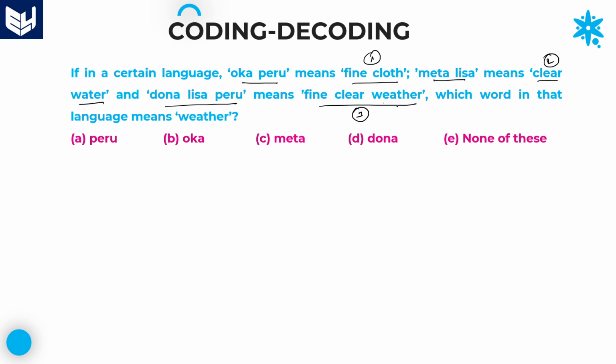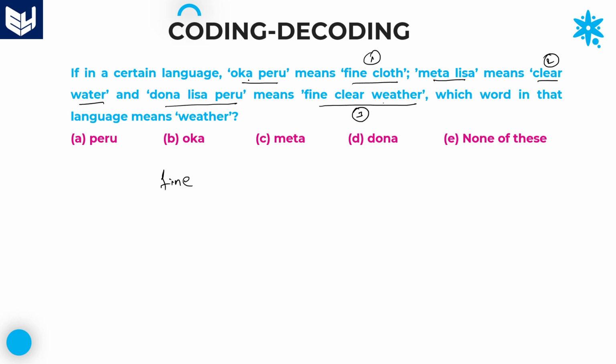In the first statement, weather is not there. In the second statement also, weather is not there. But in the first statement, fine is there. Once you find the fine and clear codes, obviously you will get the weather code. Fine is there in the first one as well as the second one. Therefore, fine is equal to... What is the common code in both?